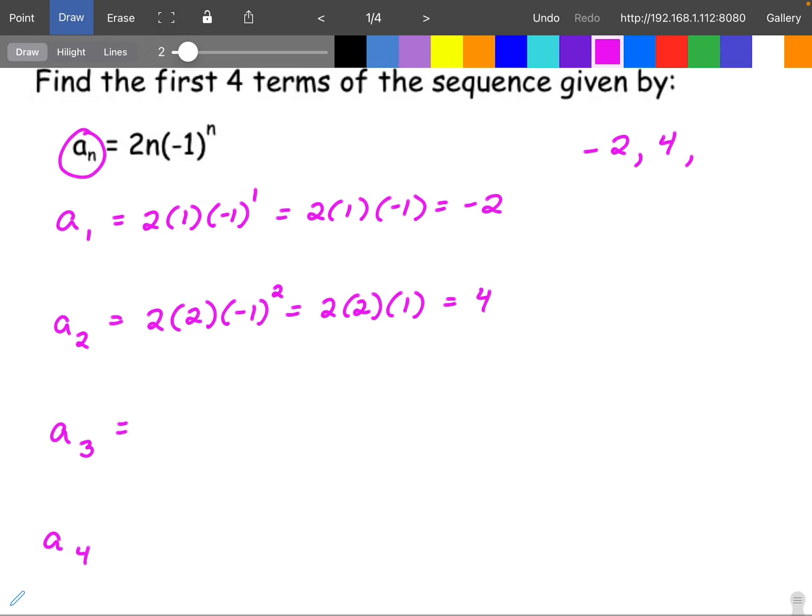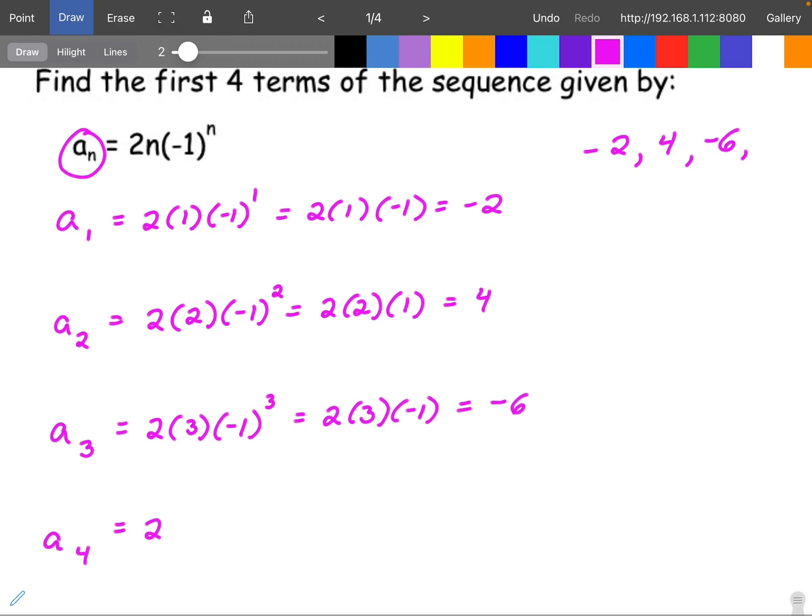Now we do the third term. In the third term, n would be 3. So we have 2 times n, which is now 3, times negative 1 to the n power, which is 3. So then we keep the 2 times 3, but then negative 1 to the third power is negative 1. So multiply that all together, and we get negative 6. So negative 6 is our third term, and we need one more.